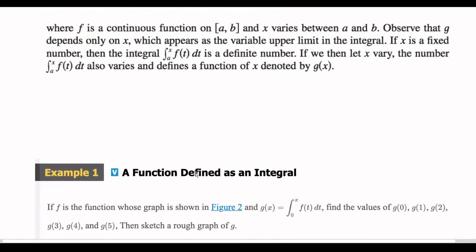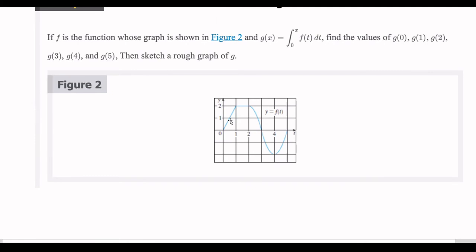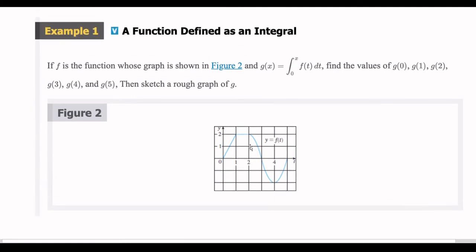Skip down for just a second. So here is a very typical type of example to try. I've given you a function f, and here's its graph. I'm asking you to find values of g. Remember, what is g? G is the function defined by taking this graph and finding areas under the curve. Remember, g is the antiderivative. F is the derivative. I'm going to keep saying that over and over again. This is the antiderivative, and this is the derivative.